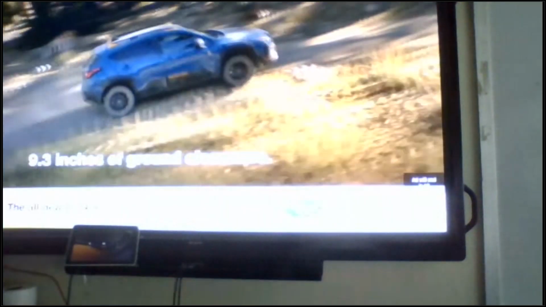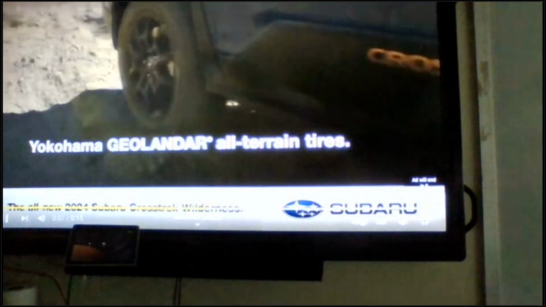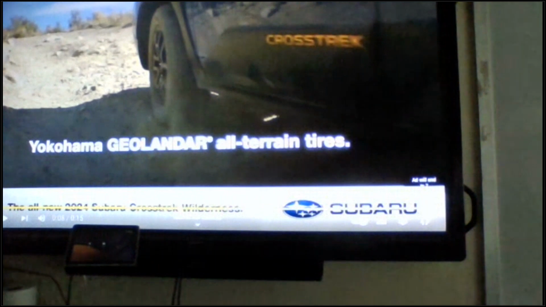All right. Okay. Not really a fan of Subarus, but anyhow, go on.